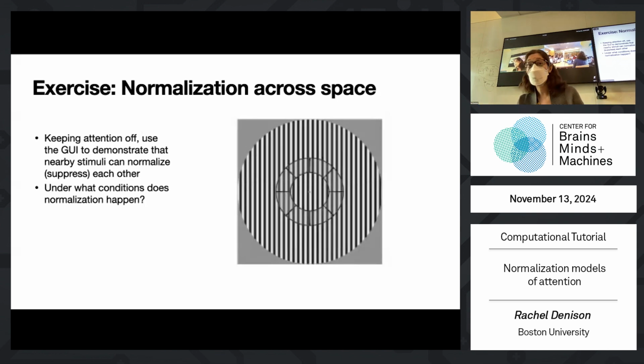Okay, yeah, perfect. So is everyone noticing that when they enter each other's suppressive fields, they're going to start suppressing each other? It's pretty straightforward. Okay, great.